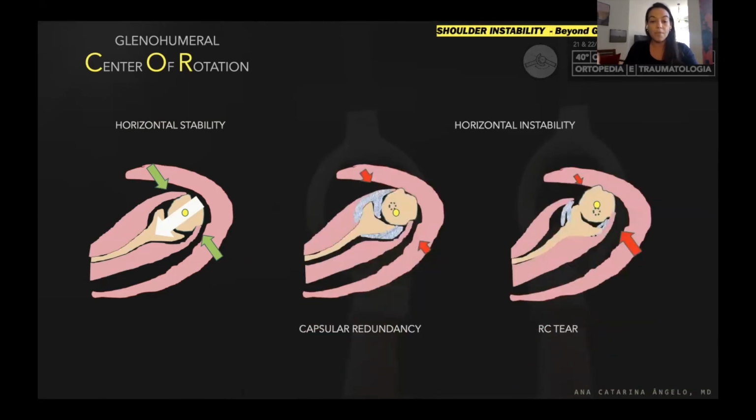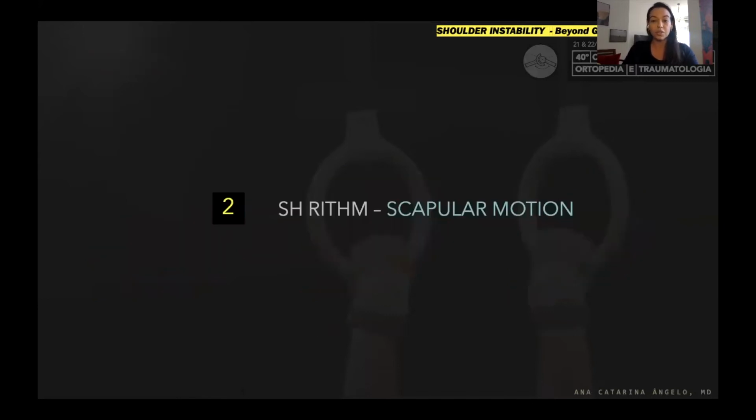When you have a capsular redundancy or a rotator cuff tear, and the most frequent one is the anterior rotator cuff tear, like the anterior supraspinatus and the anterior subscapularis tendon, you have imbalanced horizontal force couples. So you have a progressive loss of horizontal stability, and this ultimately leads to pain and dysfunction in shoulder motion.